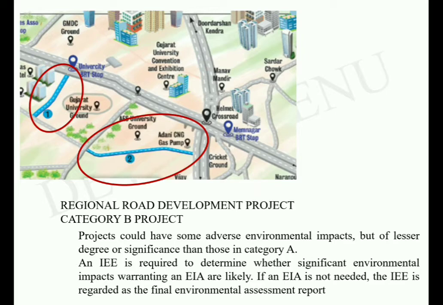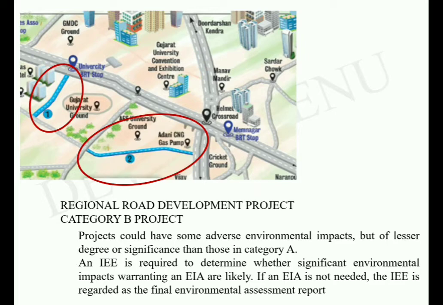Whatever be the situation, it requires the full scale EIA. Okay, so the category A needs a full scale EIA, but the category B project has adverse environmental impacts. So you have to identify all those environmental impacts, and you have to decide whether this requires a full scale EIA, which takes so much time and money.